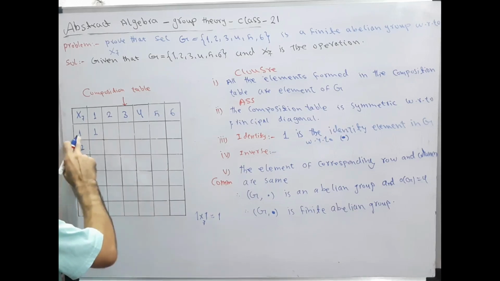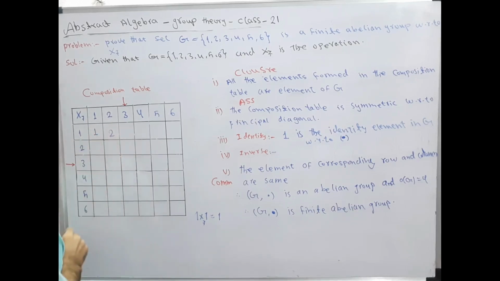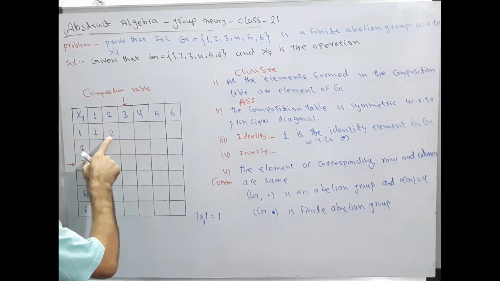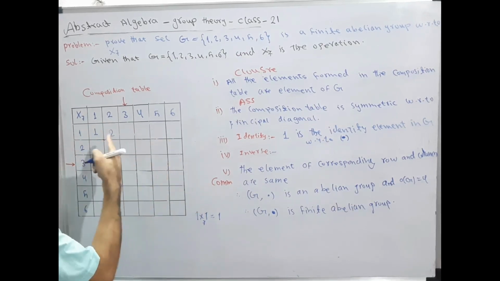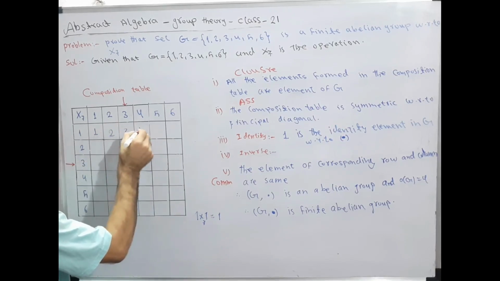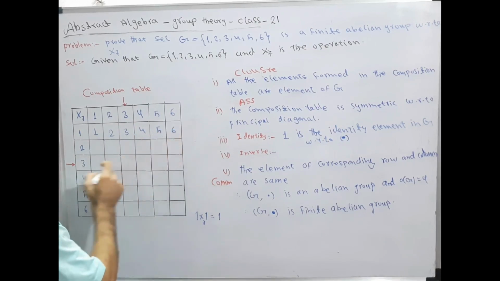1 into 2, the product of 1 and 2 will be 2. 2 divided by 7, the remainder will be 2. 1 into 3, 3, 4, 5, and 6.